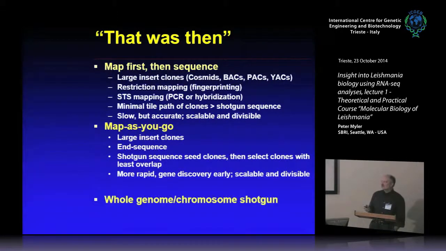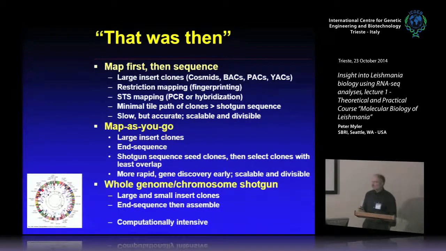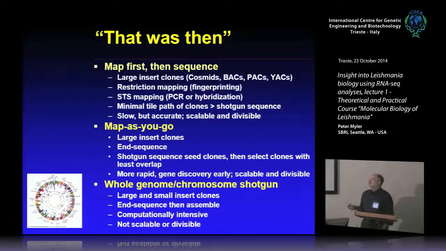So that was sort of in vogue in the late 90s, probably. By the early 2000s, we started doing chromosome shotgunning and then whole genome shotgun, where you basically made small and large insert clones and you sequenced them and you threw all of the sequences into a computer and you asked the computer to do the assembly, and it did.